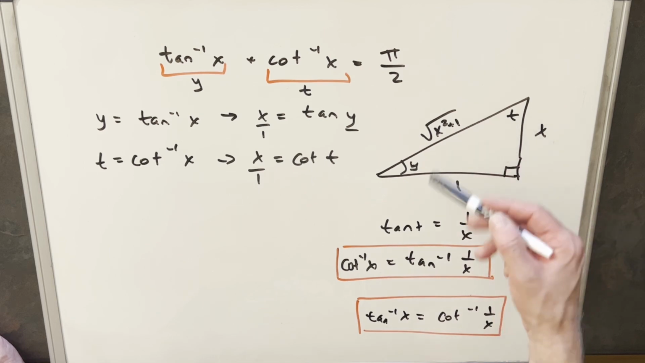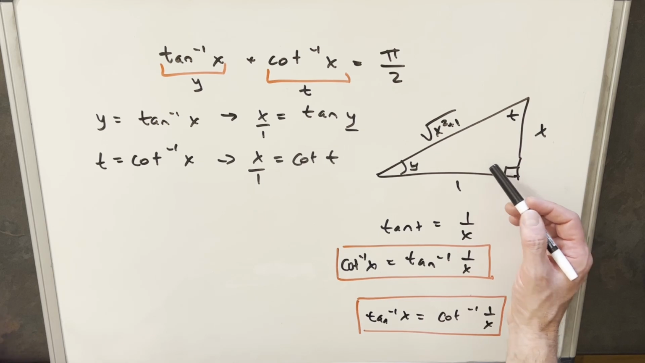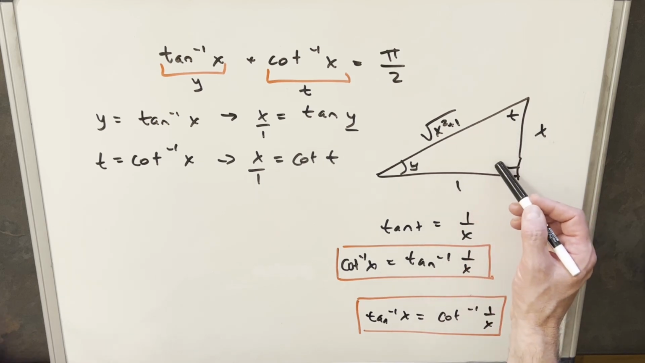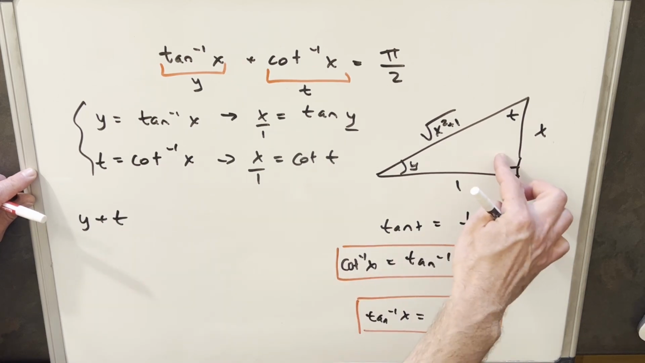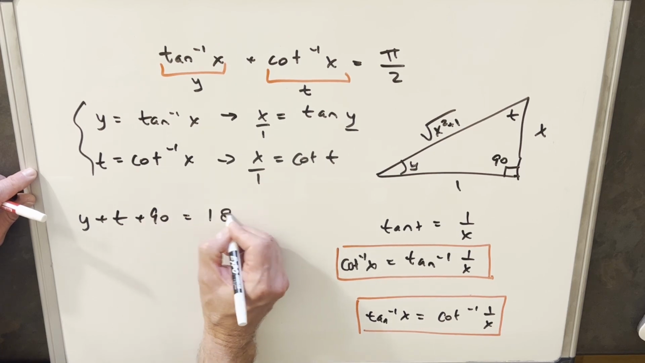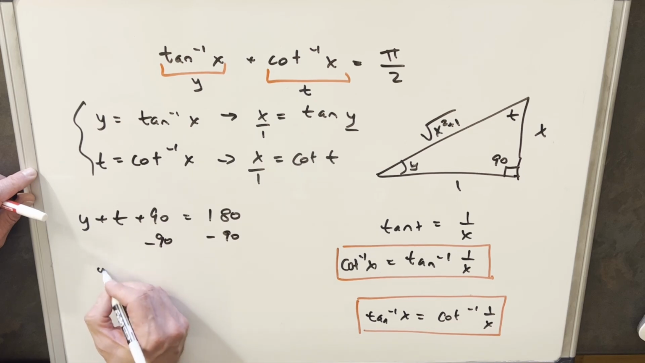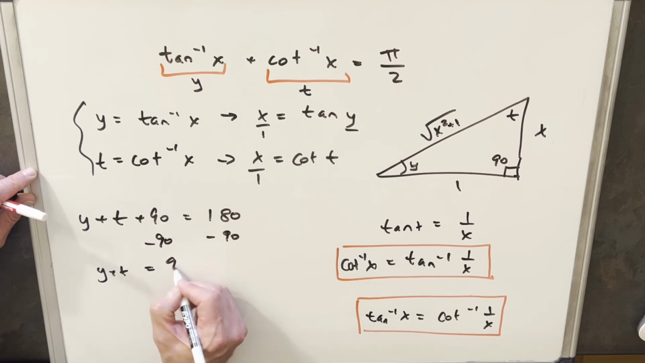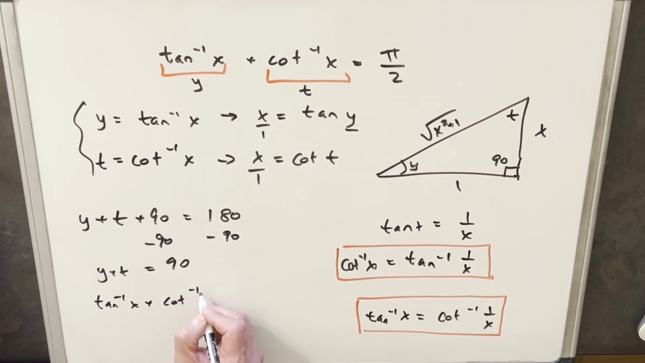We have a triangle, we've got our 3 sides, we've got all of our 3 angles. Now from here, what we know about a triangle is all 3 angles added together have to be equal to 180. So we're going to have y plus t plus this angle, which is just 90 right here, equals 180. I can subtract 90 from both sides, and then we just have y plus t equals 90. But we know what y and t are. That's what we defined originally. So y plus t is just arctan plus arccotangent of x, and this equals 90.